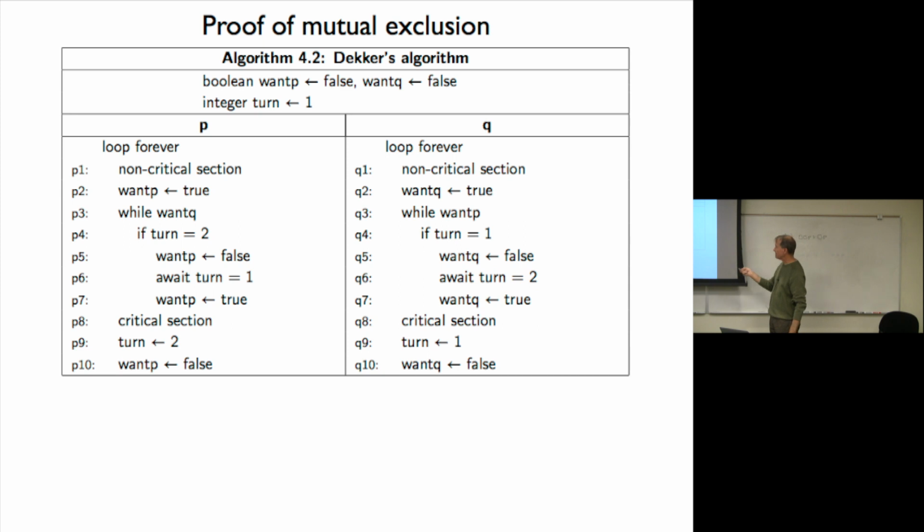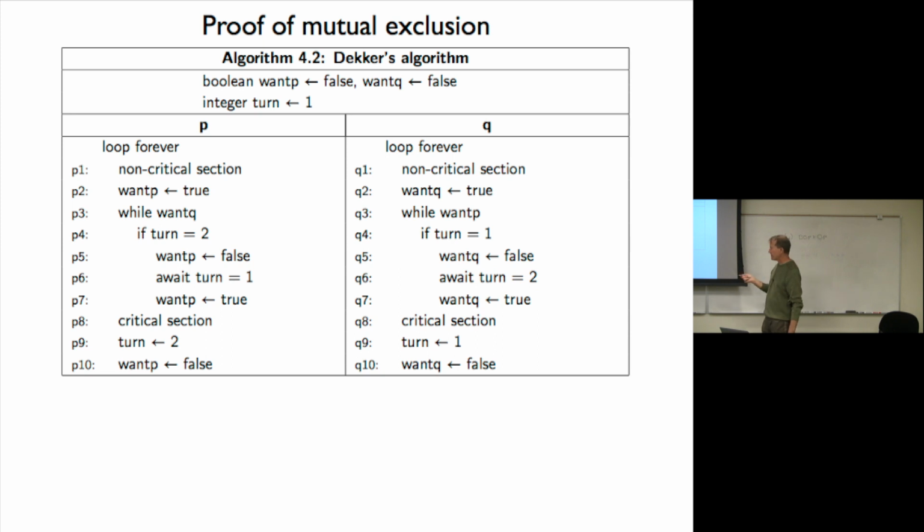So here is a listing of Dekker's algorithm. We've got want P gets false, want Q gets false, turn gets 1. We've discussed this before, so this all looks familiar, right? And here is what you're going to do: you are going to prove mutual exclusion. I think we already had an assignment where you had to prove mutual exclusion once before, one of those attempts. Was it the third one? Yeah, one of those. So this proof of mutual exclusion is going to be quite similar.